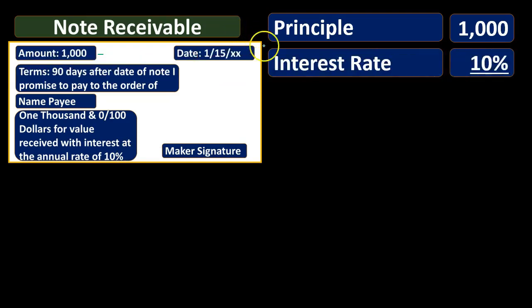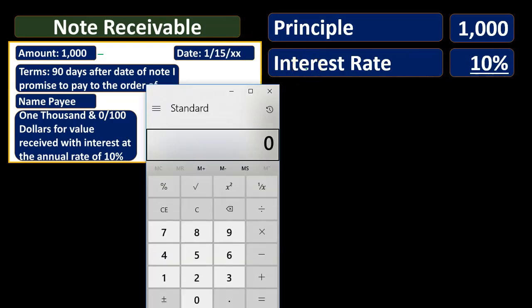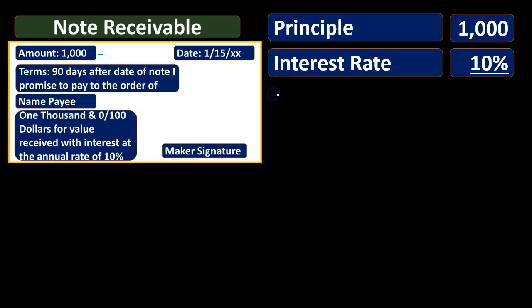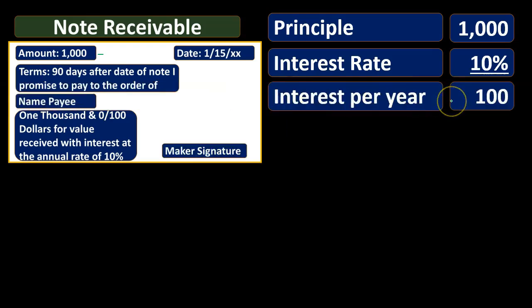We got $1,000. The interest rate is 10%. So 1,000 times 10%. And remember, if it's in a calculator, we're going to say 1,000 times 0.1, or 10%, 0.1. If you move the decimal over 2 places, it's 10%. That's $100. So that gives us the $100.